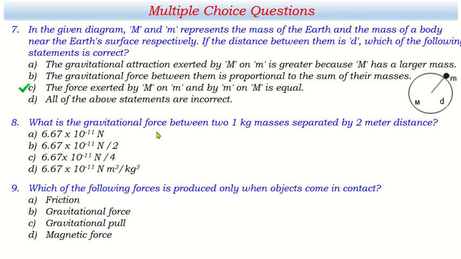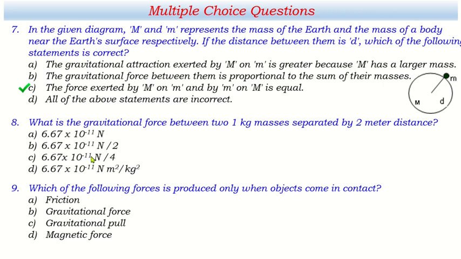Okay, what is the gravitational force between two 1 kg masses separated by 2 meter distance? When two 1 kilogram masses are separated by 1 meter distance, then gravitational force between them will be 6.67 into 10 power minus 11 Newton, we know. But if they are separated by 2 meter distance, then if distance is doubled, gravitational force between them becomes 4 times less. That's why option number C is correct.